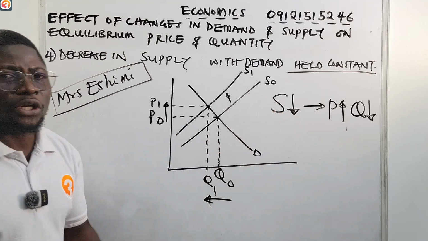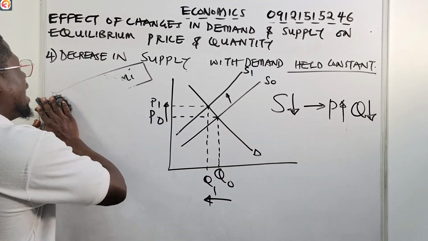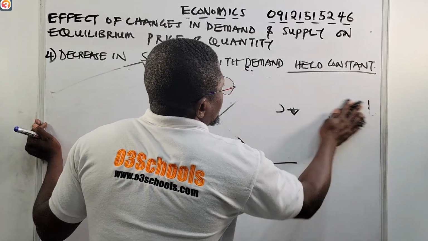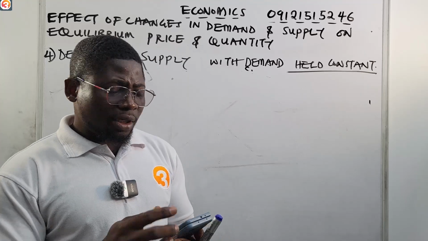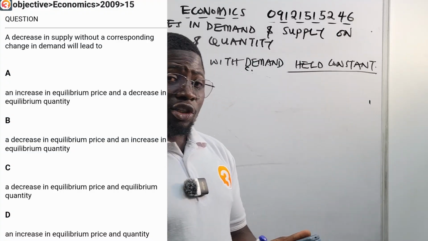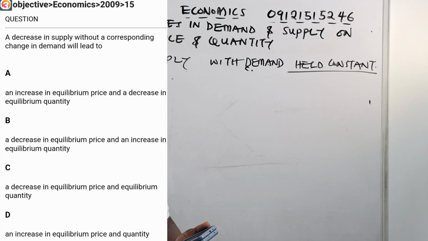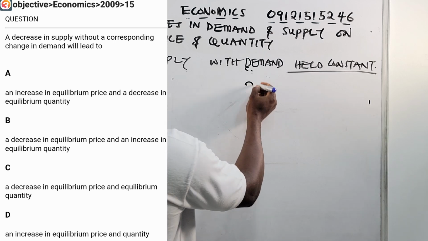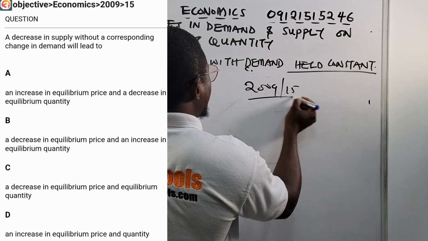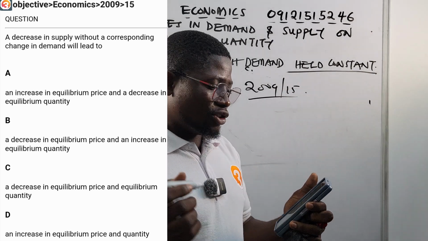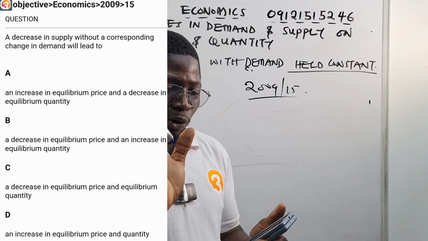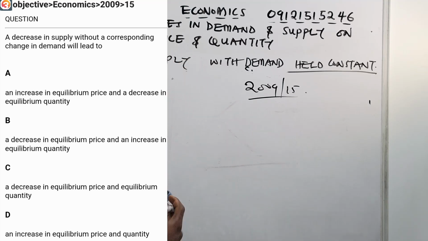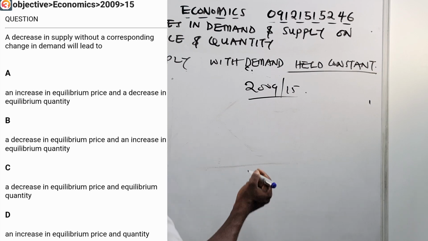Please let us go to the O3 School JAMB app and answer the questions so that we are out of here in a moment. Let us see what we have. The 2009 number 15, using the question search feature, we'll search for this question from the app. Please use the question search feature very well for your study. Number 15 says that a decrease in supply without a corresponding change in demand, I mean demand is held constant, supply decreases. That was the last scenario we discussed. So it will lead to what now?